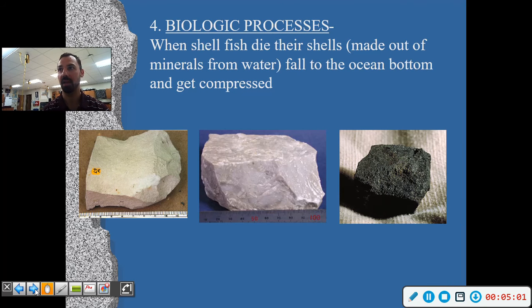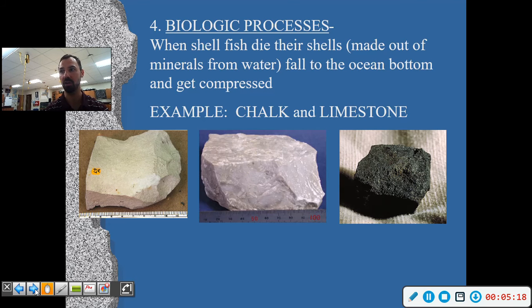Okay, biological processes are when shellfish die in their shells, and obviously minerals from the water settle with it and fall to the ocean bottom and get compressed into rock. An example of that would be chalk or limestone. Limestone tends to have a lot of fossils in it usually. It could be shellfish, it could be many different things.